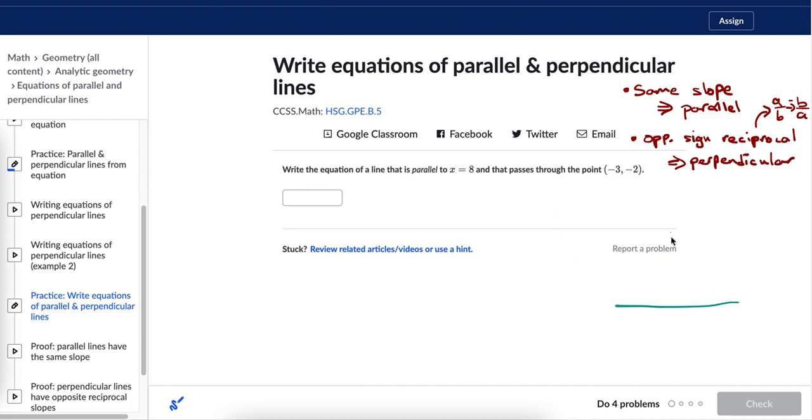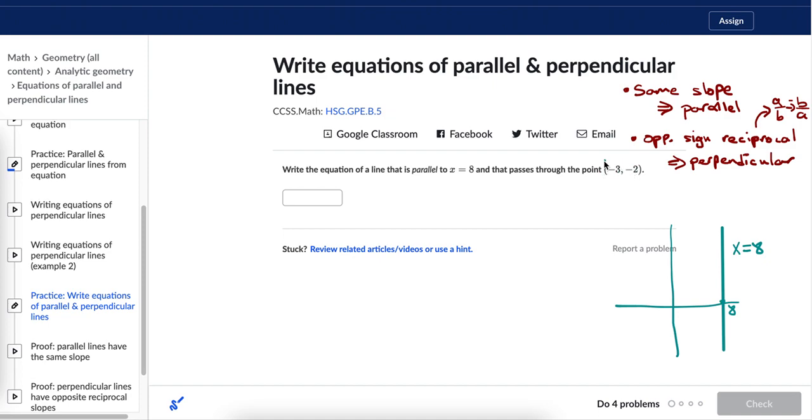So it looks something like this, where we have the x equals 8 here, but everywhere along the line here, we're crossing over the x-axis. So that there is the line x equals 8. But we're looking for a line that's parallel to that passes through the point negative 3, negative 2.